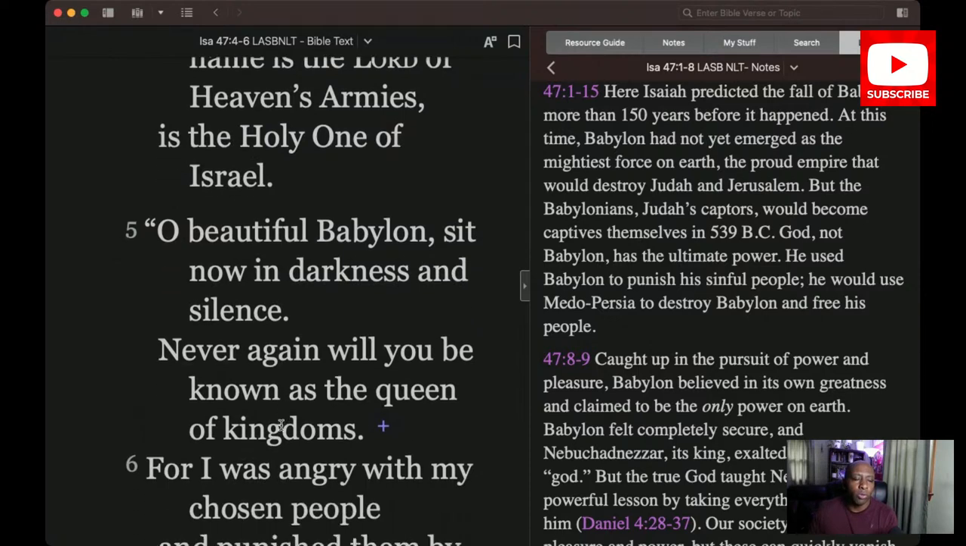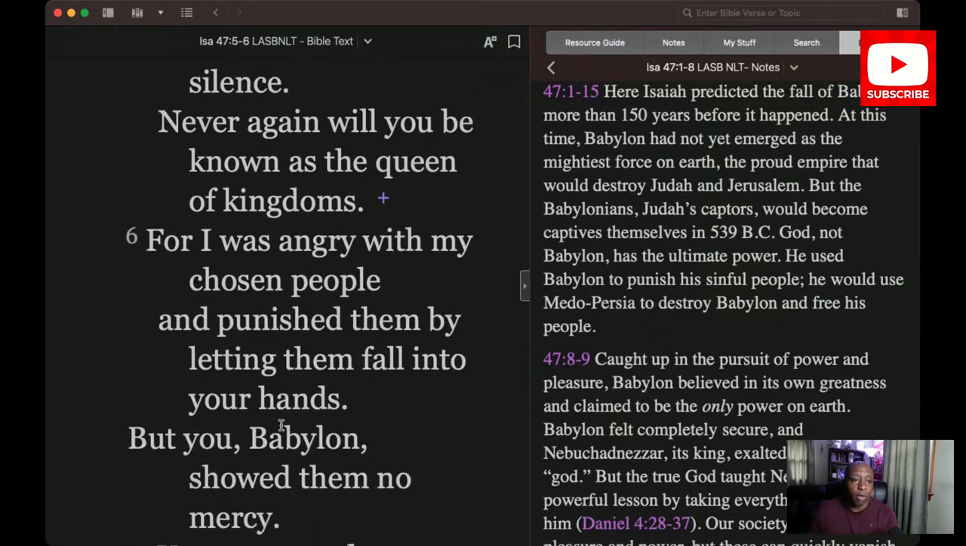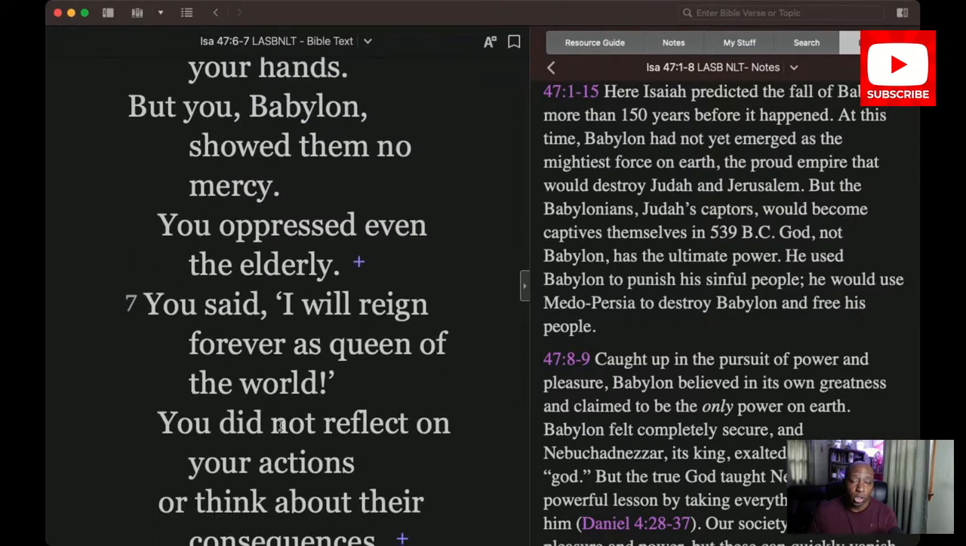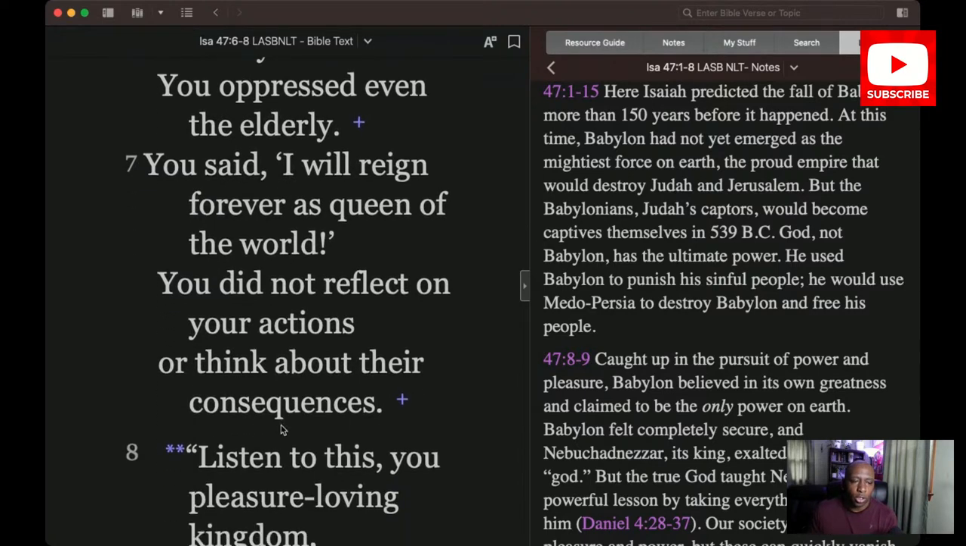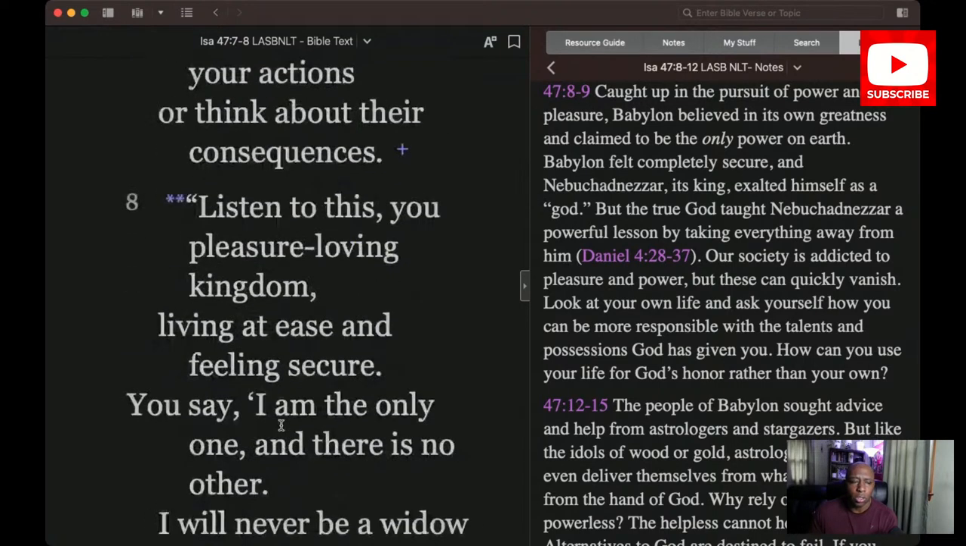O beautiful Babylon, sit now in darkness and silence. Never again will you be known as the Queen of Kingdoms. For I was angry with my chosen people and punished them by letting them fall into your hands. But you, Babylon, showed them no mercy. You oppressed even the elders. You said, I will reign forever as queen of the world. You did not reflect on your actions or think about their consequences.